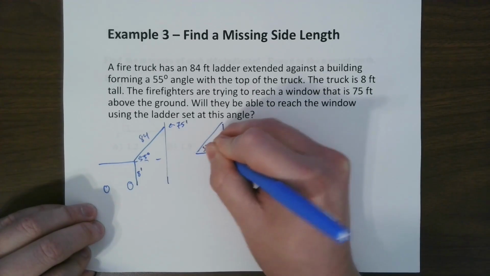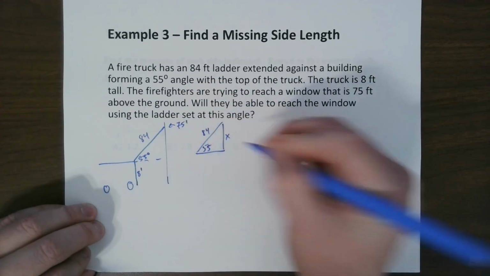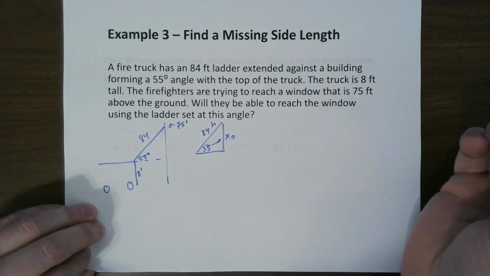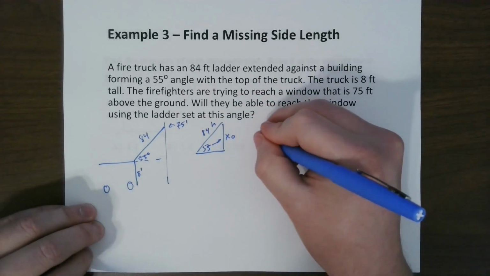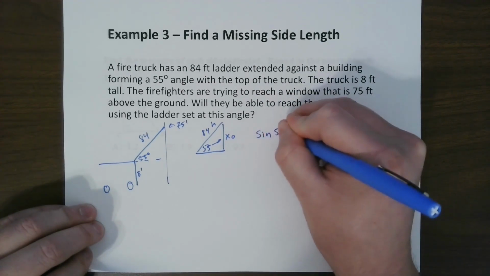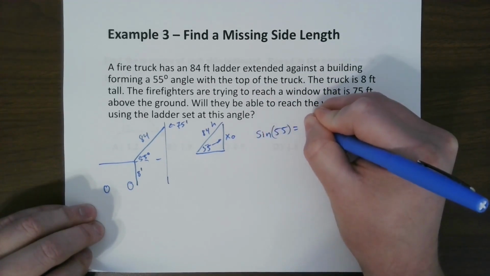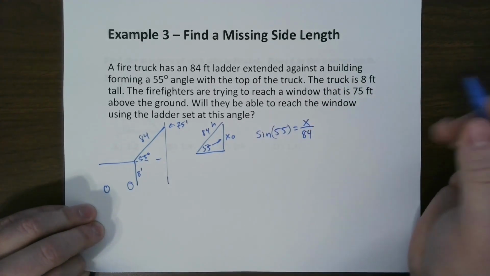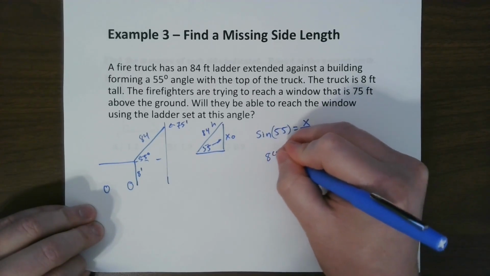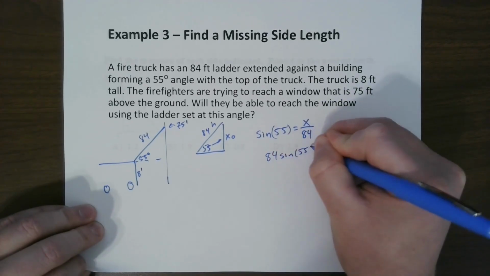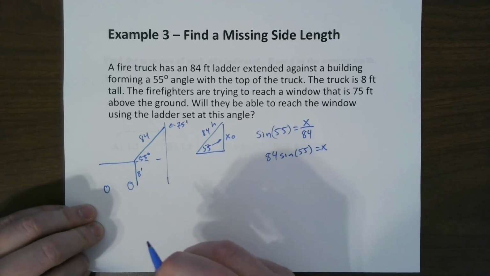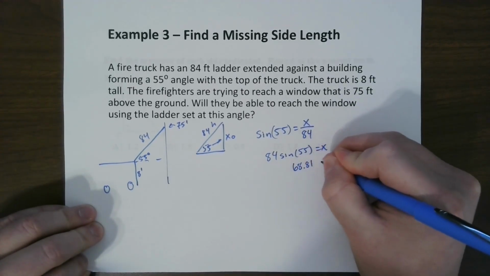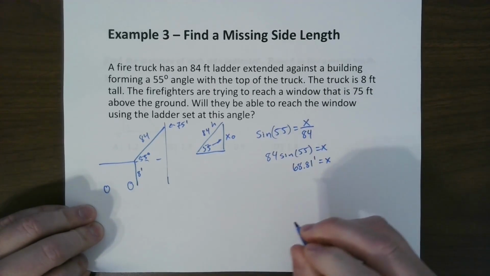It's 55. This is 84. We have to figure out this side. That is opposite over hypotenuse, so we're going to use sine. So sine of 55 equals opposite x over 84. And we do this by solving. So 84 sine of 55 equals x. If we plug that in the calculator, we get 68.81 feet is x.